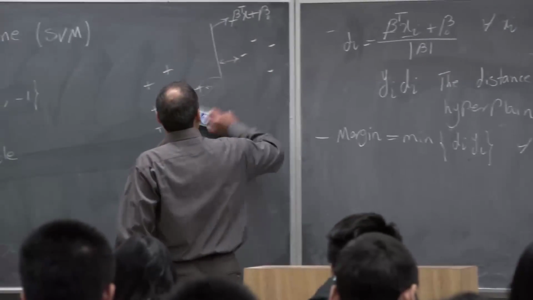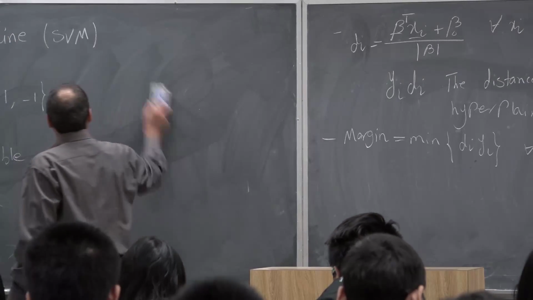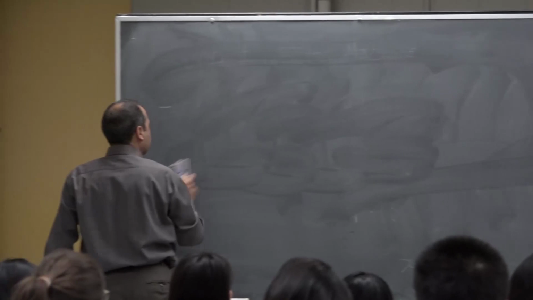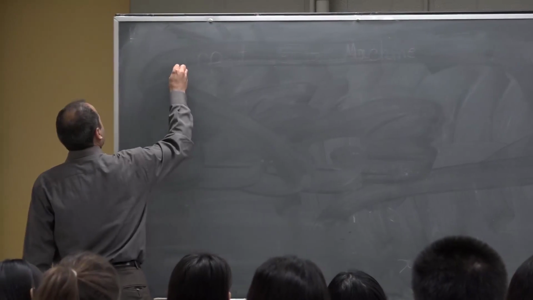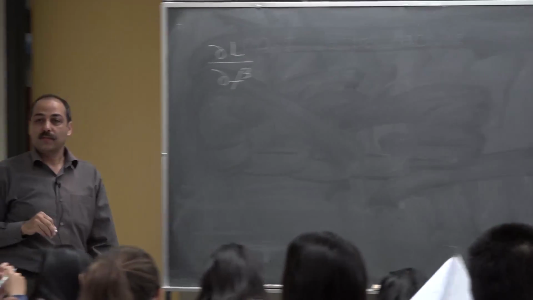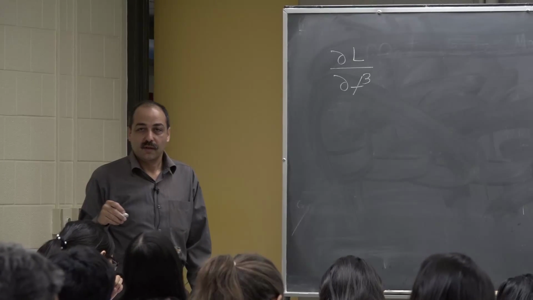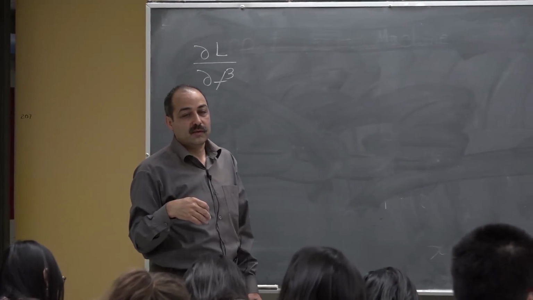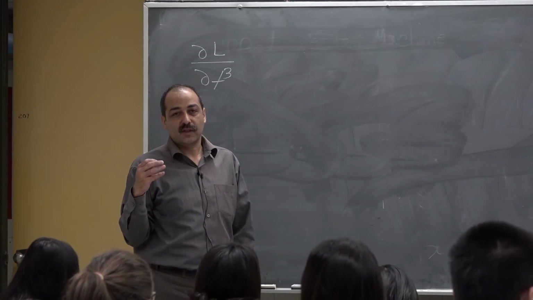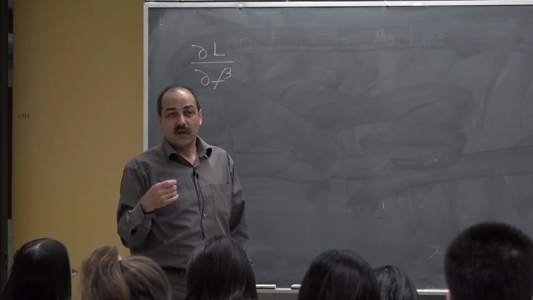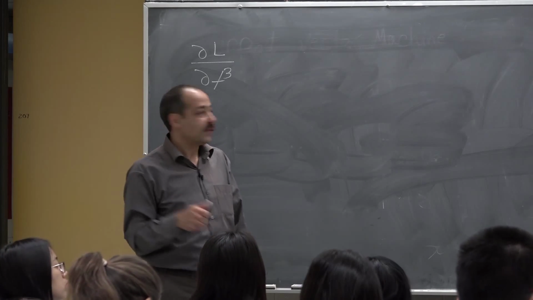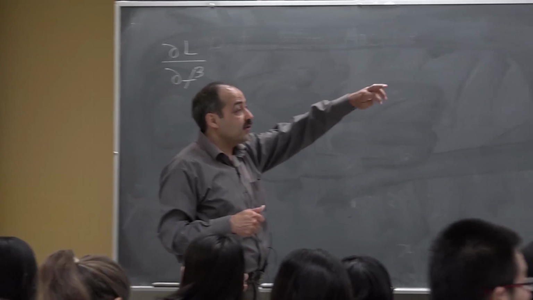My Lagrangian has 3 parameters: beta, beta null, and alpha i. So I need to take the derivative of this Lagrangian with respect to primal variable beta and set it to 0. I need to take the derivative with respect to another primal variable that I have, beta null, and set it to 0. And if I take the derivative with respect to dual variable alpha, it always gives the constraint back, right? So take the derivative of L with respect to beta.